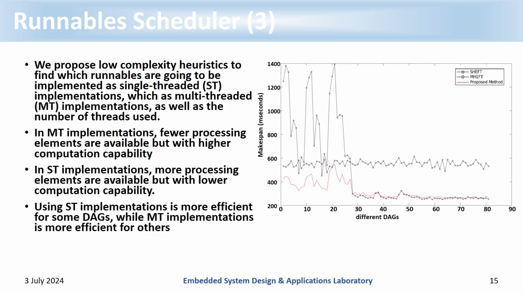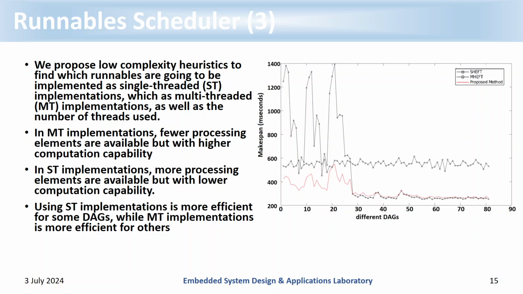To improve the scheduling length of HEFT, we propose low complexity heuristics to find which tasks are going to be implemented as single-thread implementations, which as multiple-thread implementations, as well as the number of threads used. In multiple-thread implementations, fewer processing elements are available, but with higher computation capability. In single-thread implementations, more processing elements are available, but with low computation capability. Using single-thread implementations is more efficient for some DAGs, while multi-thread implementations are more efficient for others.